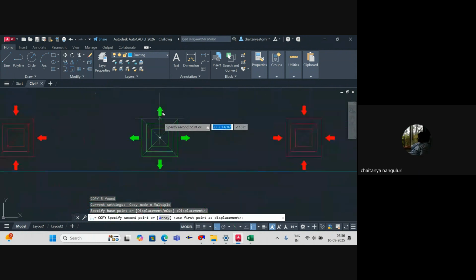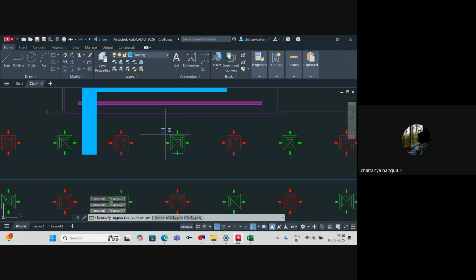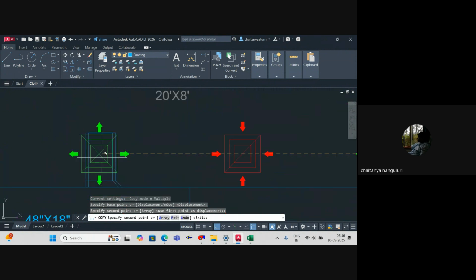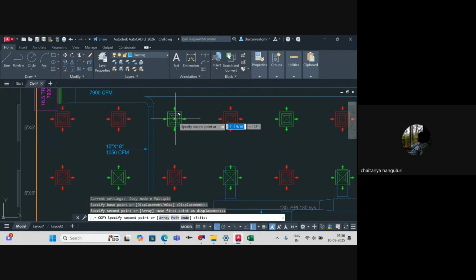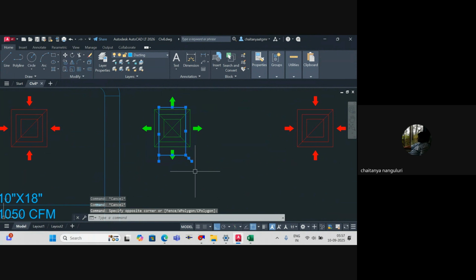You have a very minor difference in airflow. Done. So this, I'll copy it to some locations. Done. Okay, this one over here.